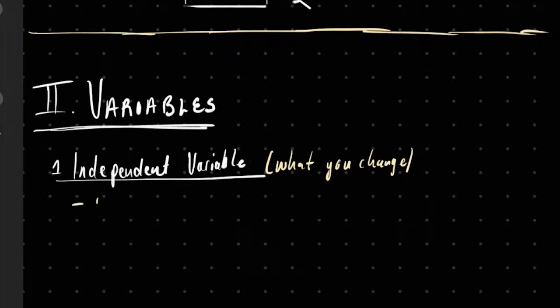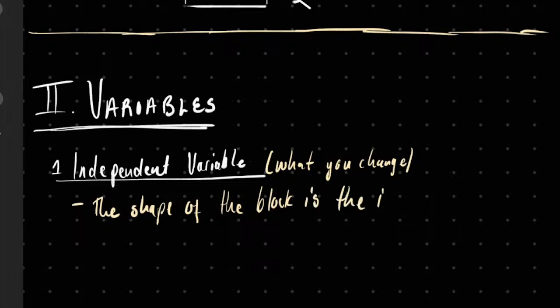And I want you to say, the shape of the block is the independent variable. We are going to be changing the shape of the block.